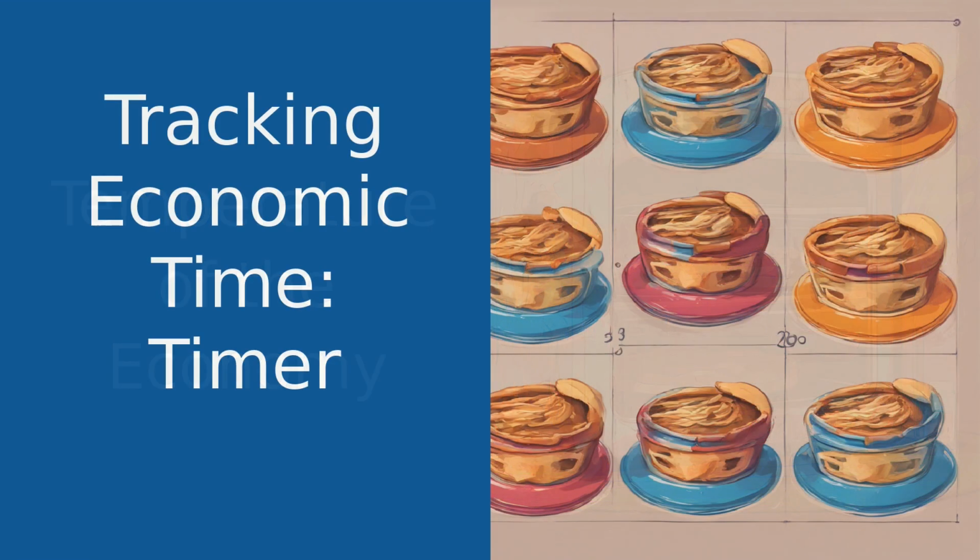A timer is another economic indicator. It tells you how long your pie has been baking, just like economic indicators can tell you how long the economy has been in a certain phase of the business cycle.